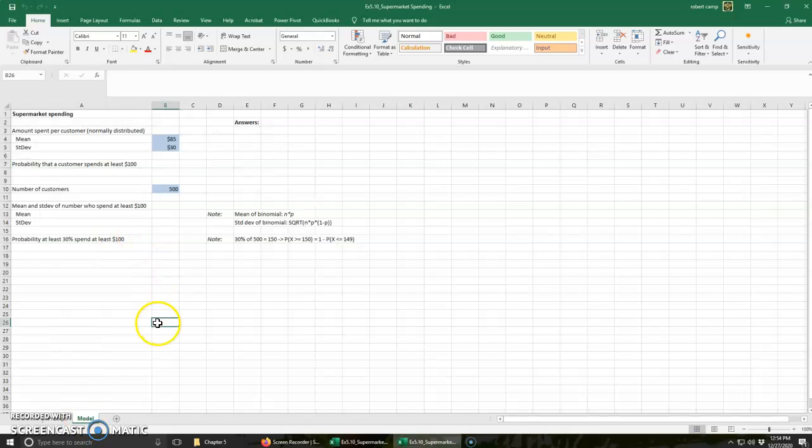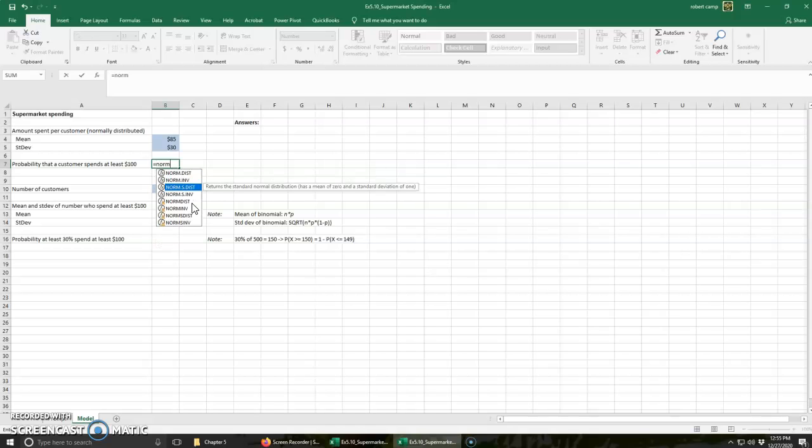So let's go to our model. Since the amount spent per consumer seems to be normally distributed, we want to know the probability that a customer will spend at least $100. So if we go into our calculation, it is NORM.DIST, the normal distribution, not the S because it's not a standardized normal, it is just a normal distribution. Now if we do it this way, $100 is the X value that we're looking at for the probability, the mean is $85, the standard deviation is $30, and we want to say true for cumulative.